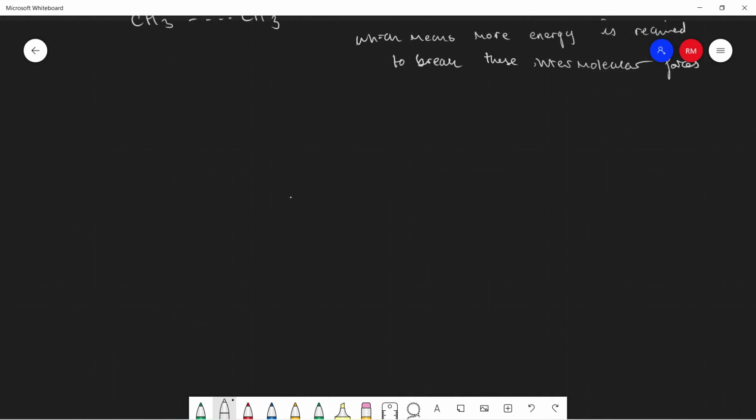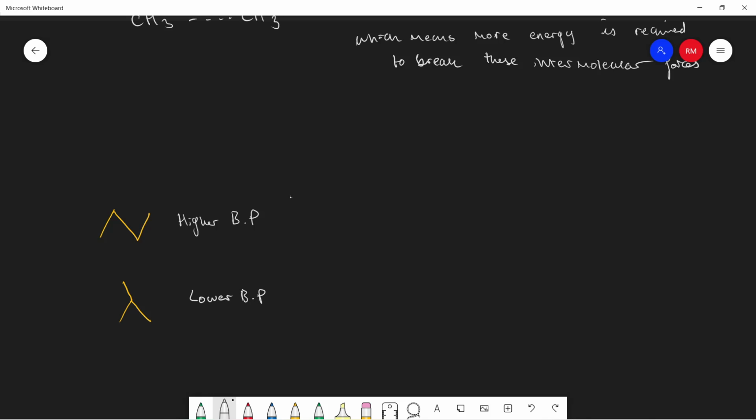Now there's one more concept I want to go over very quickly, and that's the effect of branches on boiling point. So I'm going to draw butane here, and I'm going to draw an isomer of butane, methylpropane. Now, butane here is going to have the higher boiling point because of the same reason.